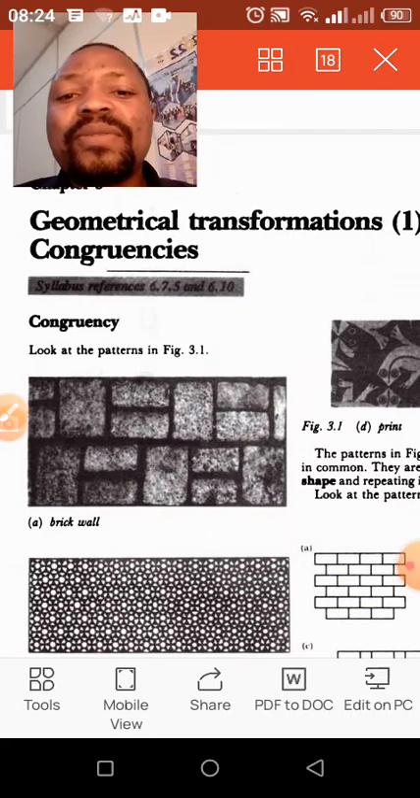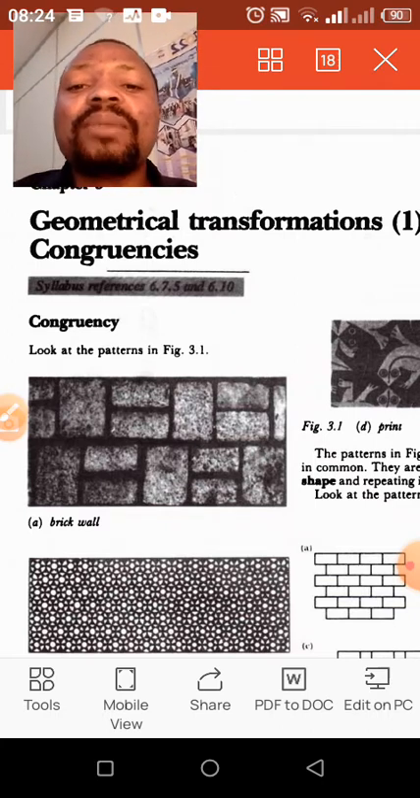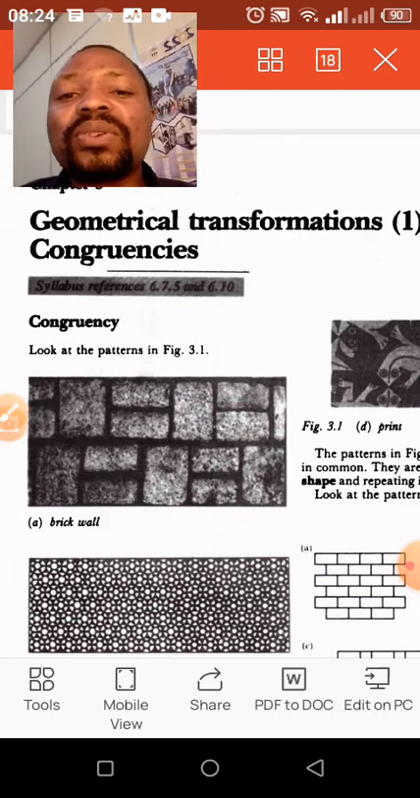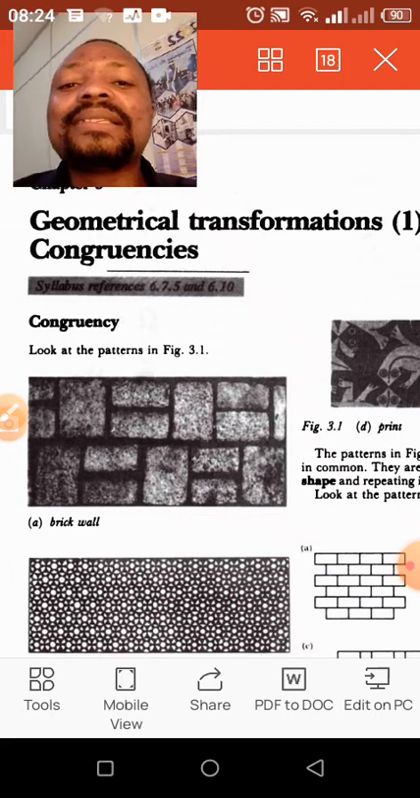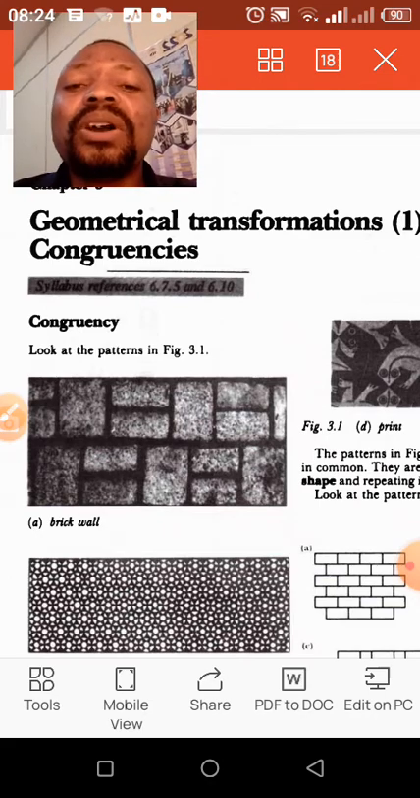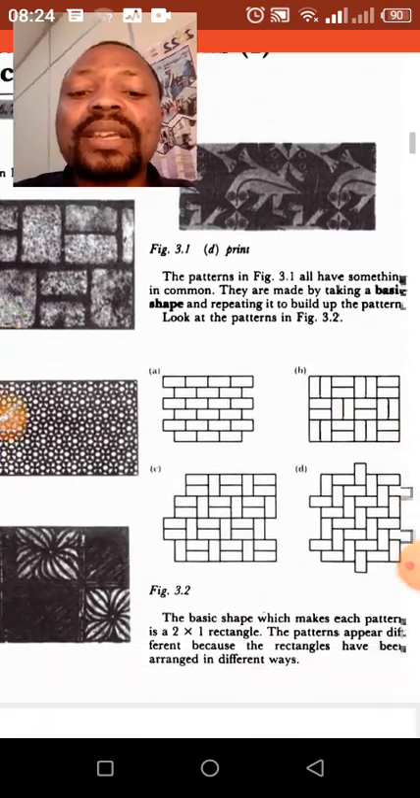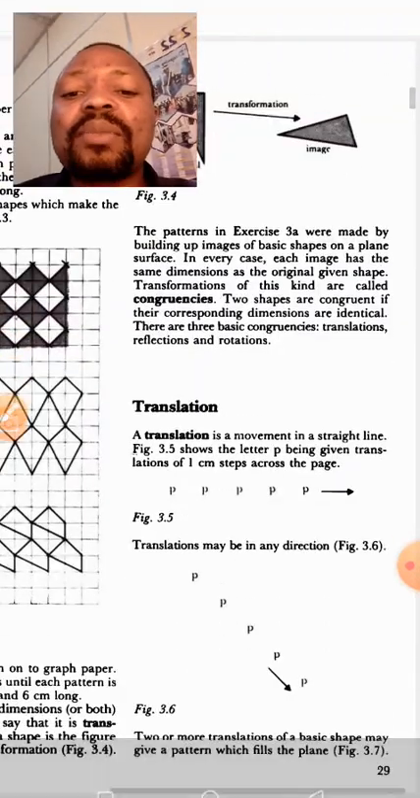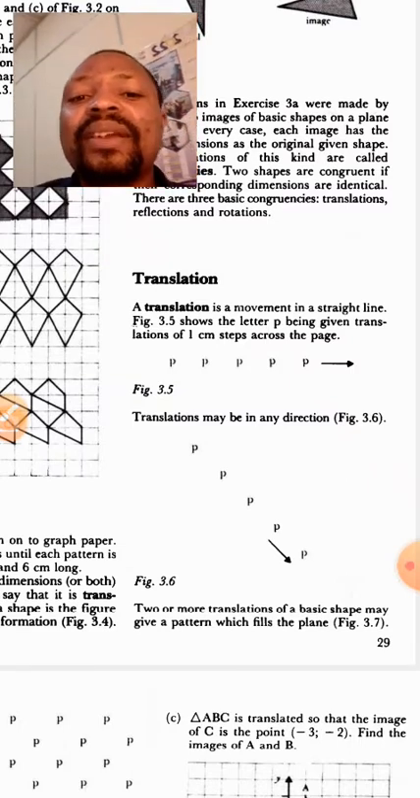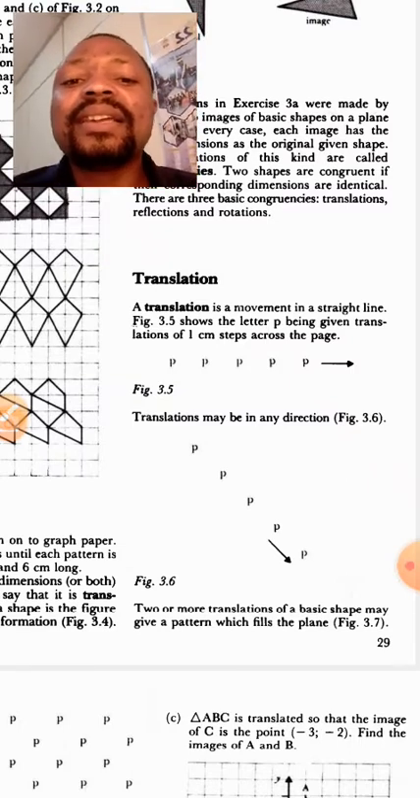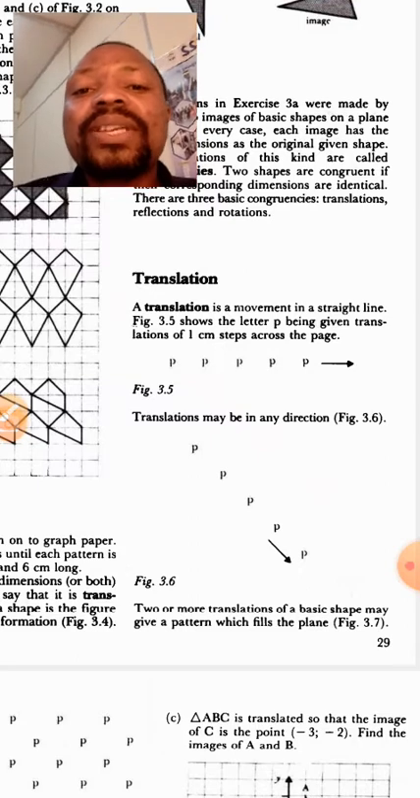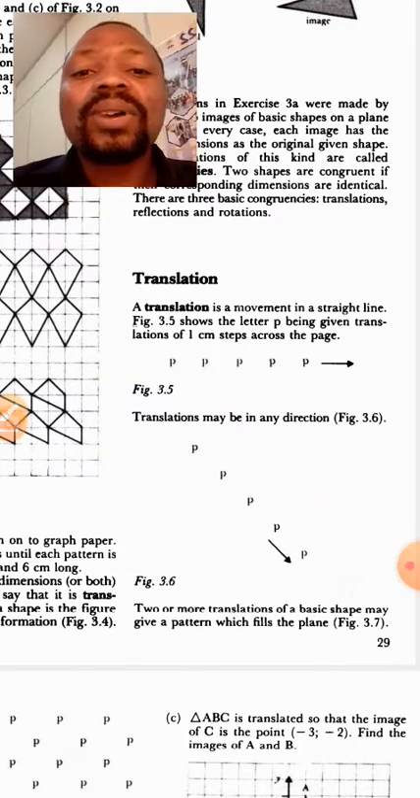Okay, so you may find that in our previous lessons we've been talking about geometrical transformation and congruences, and I promised you that I'm going to give you some detail concerning these transformations, that is translation, reflection, and also rotation. In our ZIMSEC syllabus we are supposed to know translation, and we are saying translation is the movement in a straight line. When we are saying translation is the movement in a straight line, what are we saying?